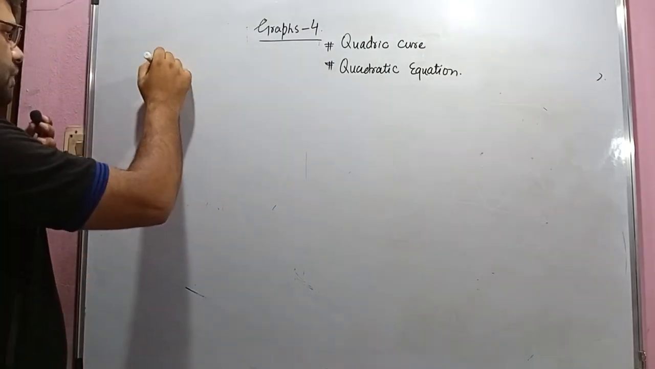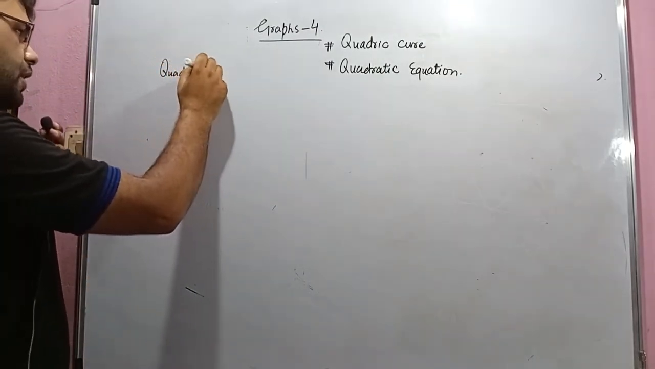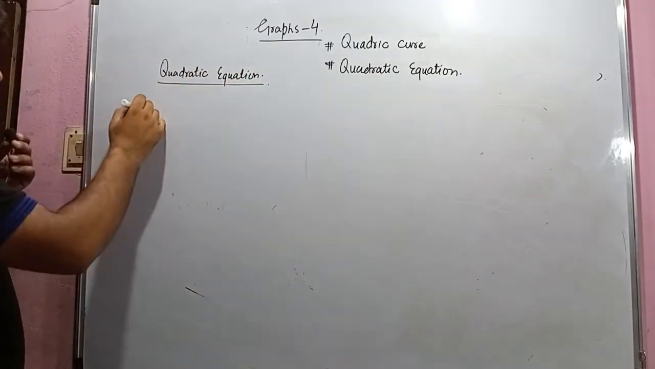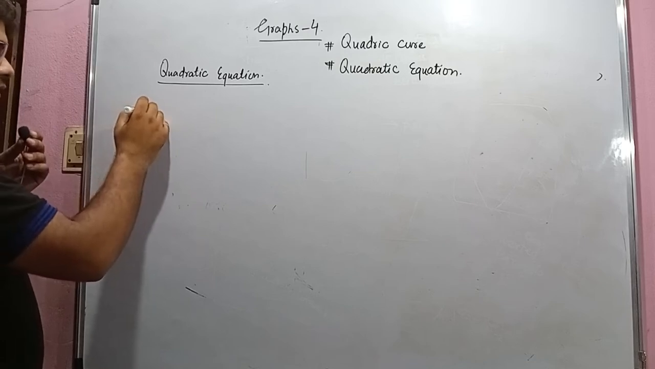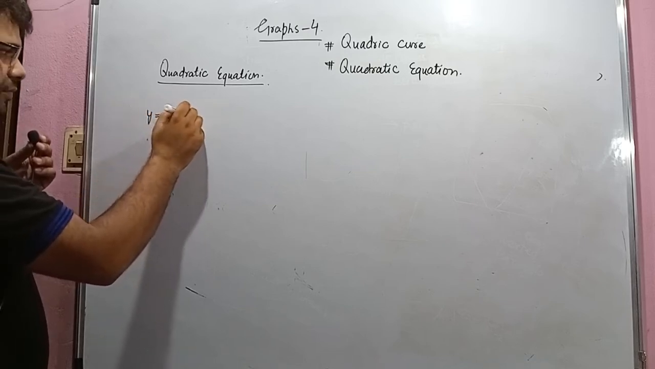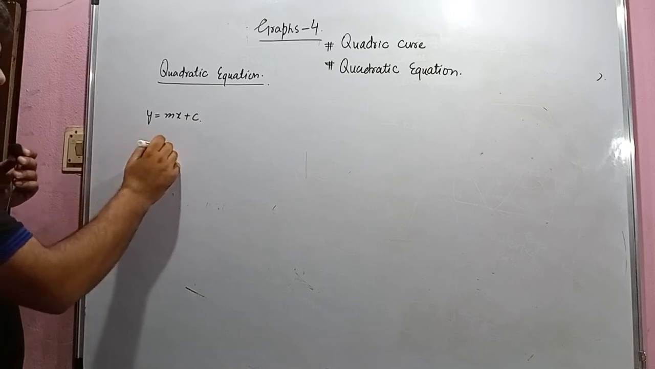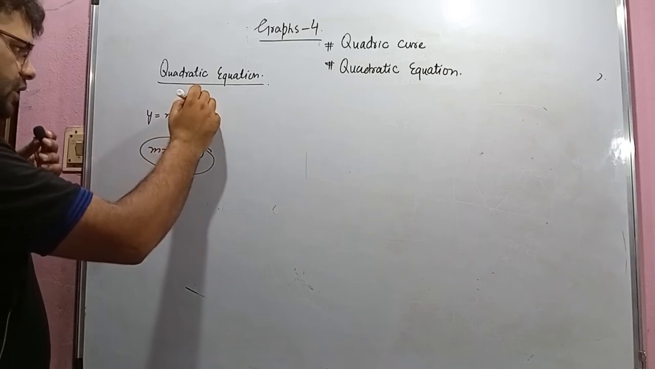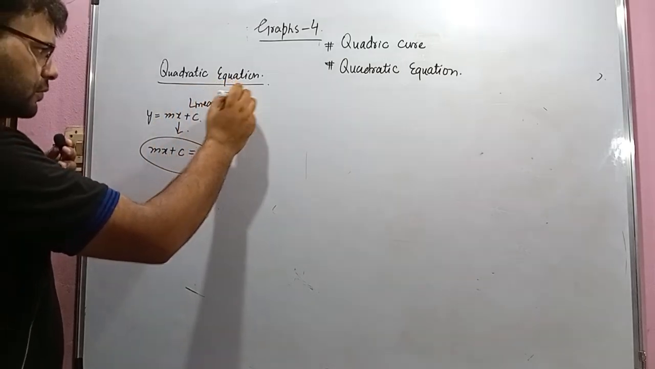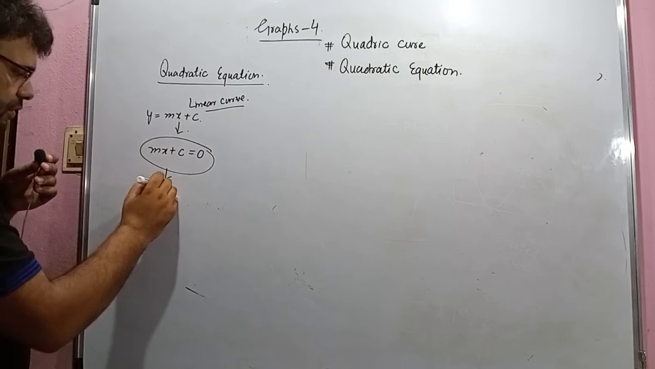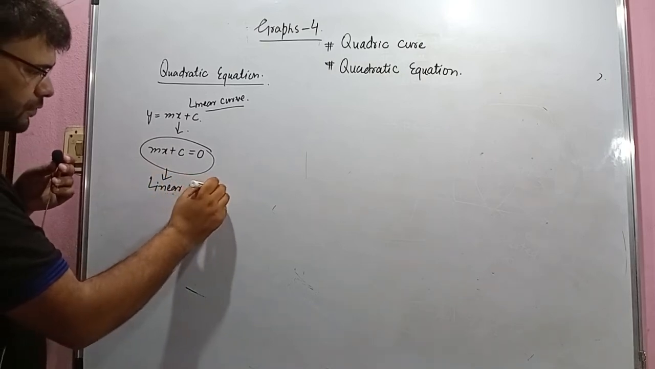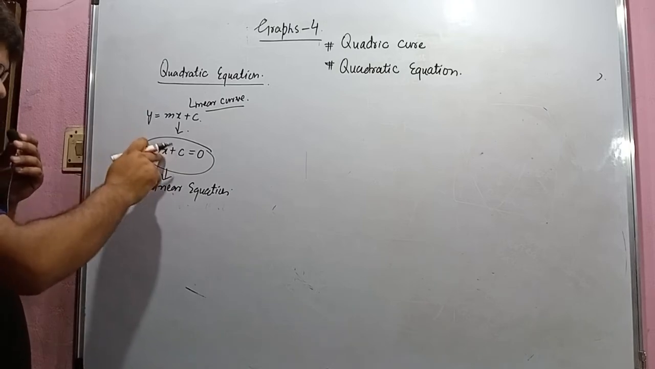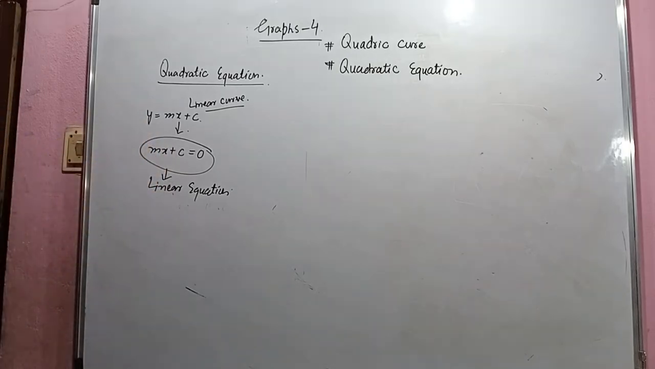Now we will see the quadratic equation. What is a quadratic equation? You can see here we are writing a simple equation like y equals mx plus c. If I write mx plus c equals 0, this will become an equation. Since this is a linear curve, this is now a linear equation. Here the degree of the expression is 1. That's the highest power of the variable.